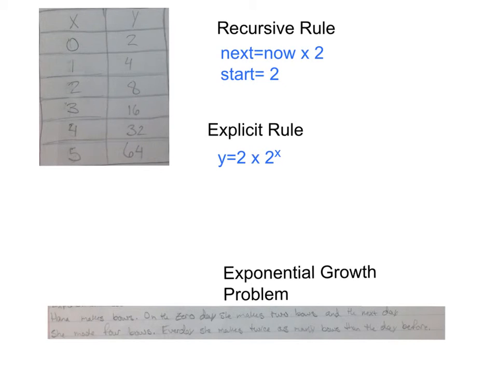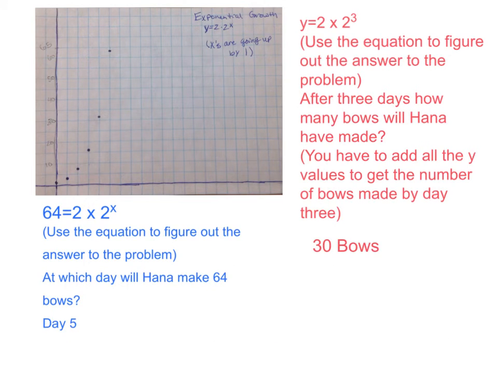There is a table in the upper left corner showing this. There is a graph in the upper left corner, and it's exponential growth, so it's going up, and there's a curve because it's exponential. One problem is 64 equals 2 times 2 raised to the x power. And the problem is, at which day will Hannah make 64 bows? The answer is day 5.